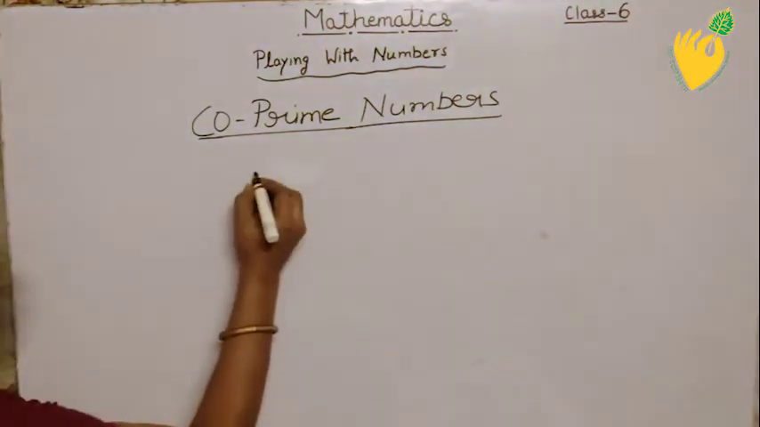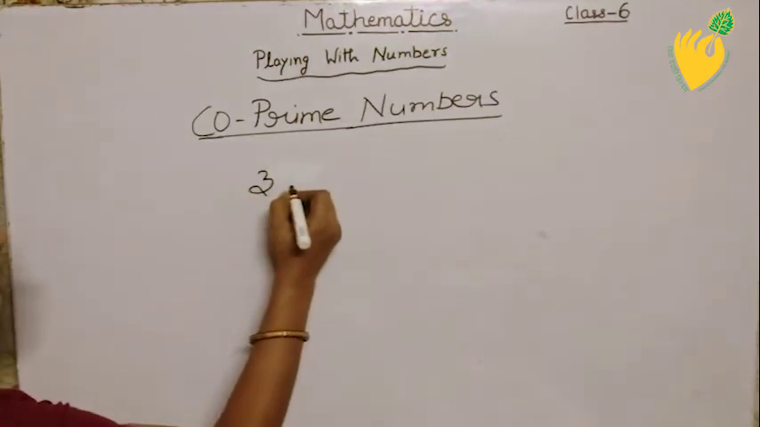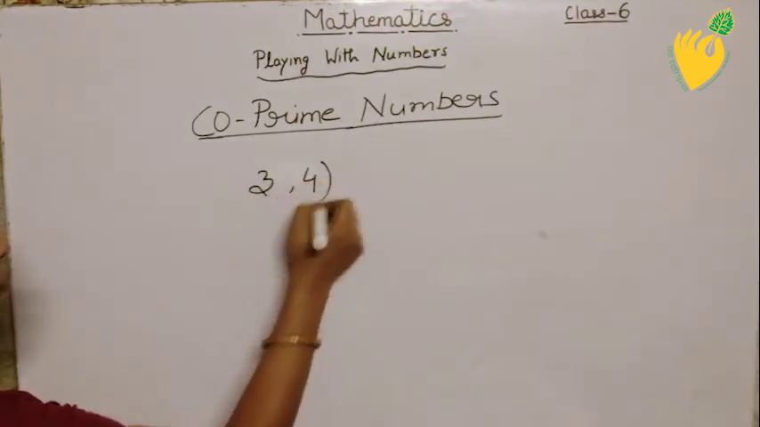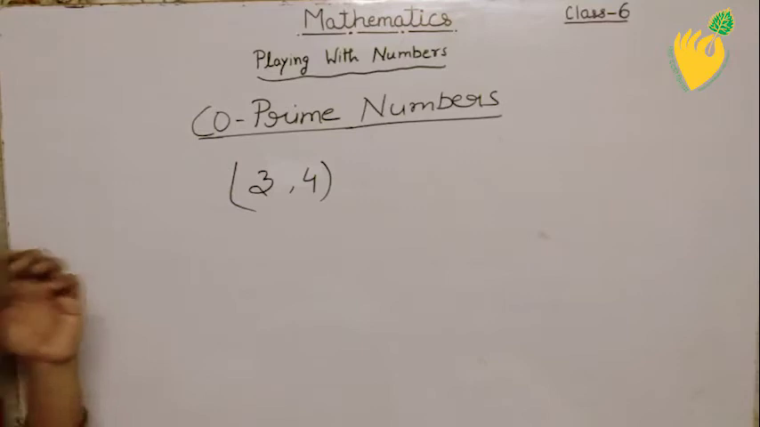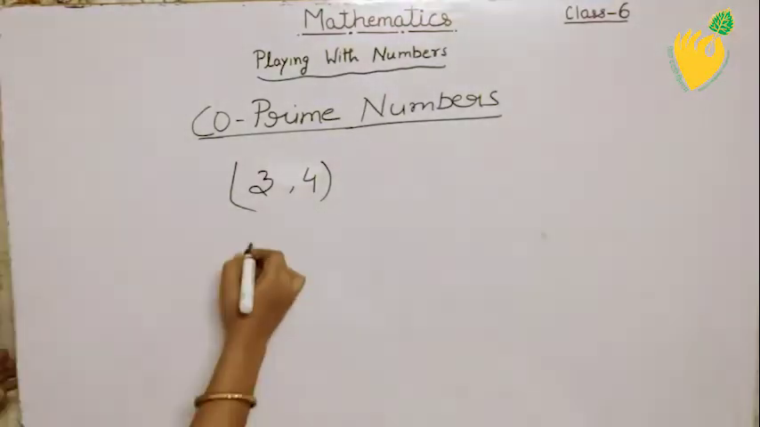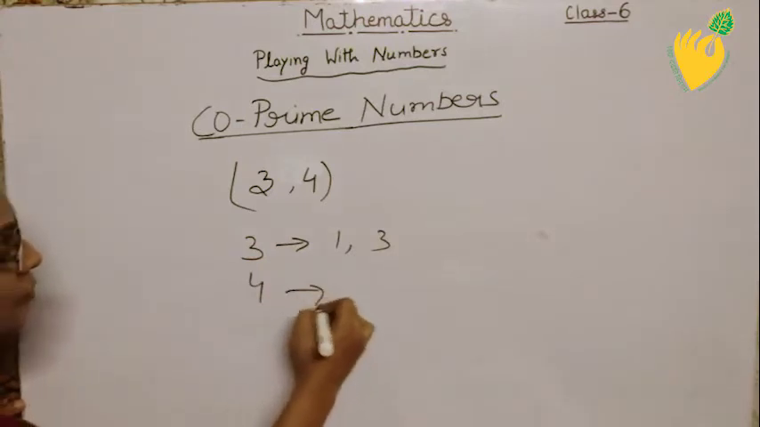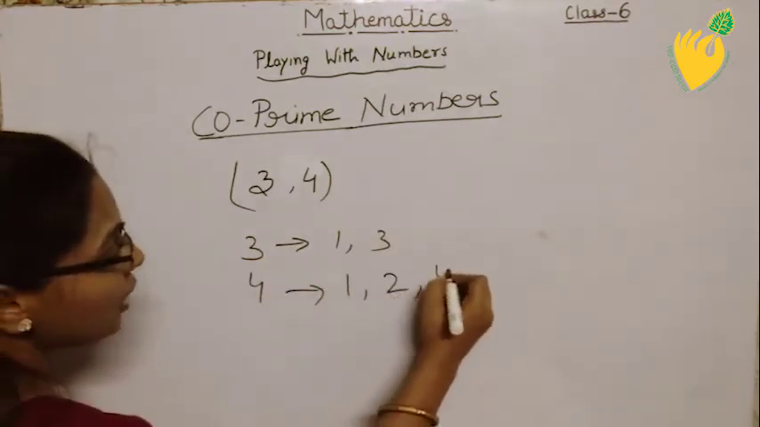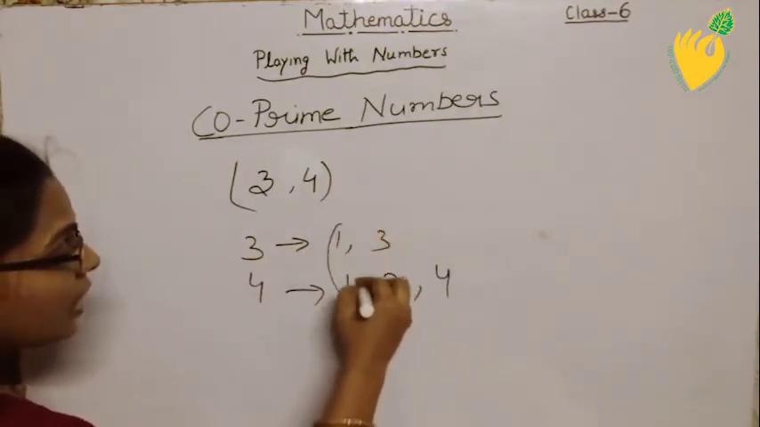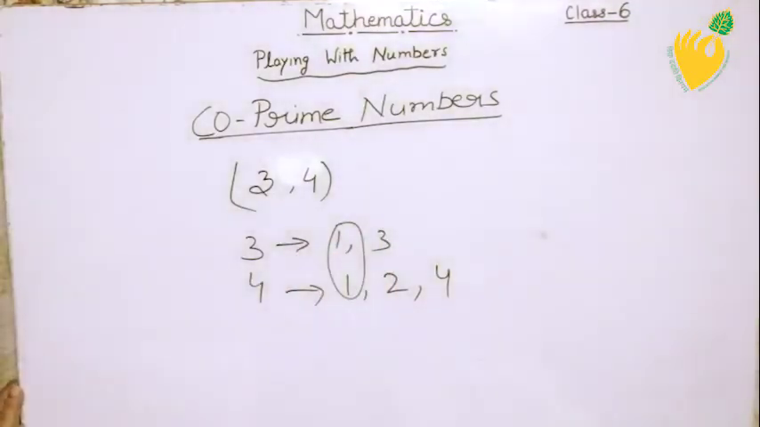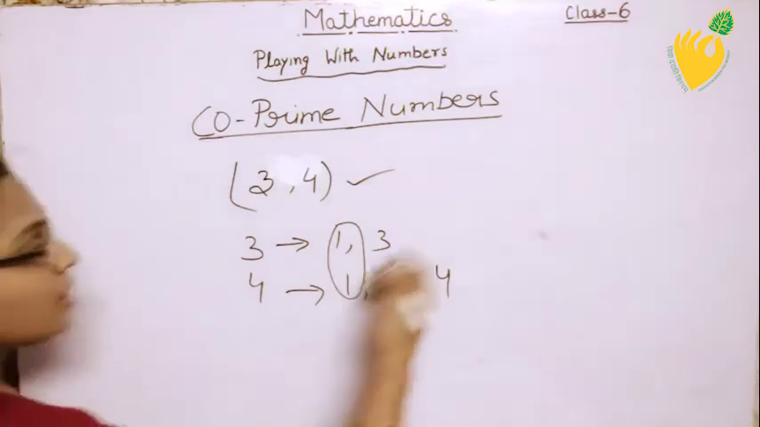See how, students? Suppose there is a pair of numbers 3 and 4. What are the factors of 3? 1 and 3, and the factors of 4 are 1, 2 and 4. They have only 1 as a common factor, so they are co-prime numbers.